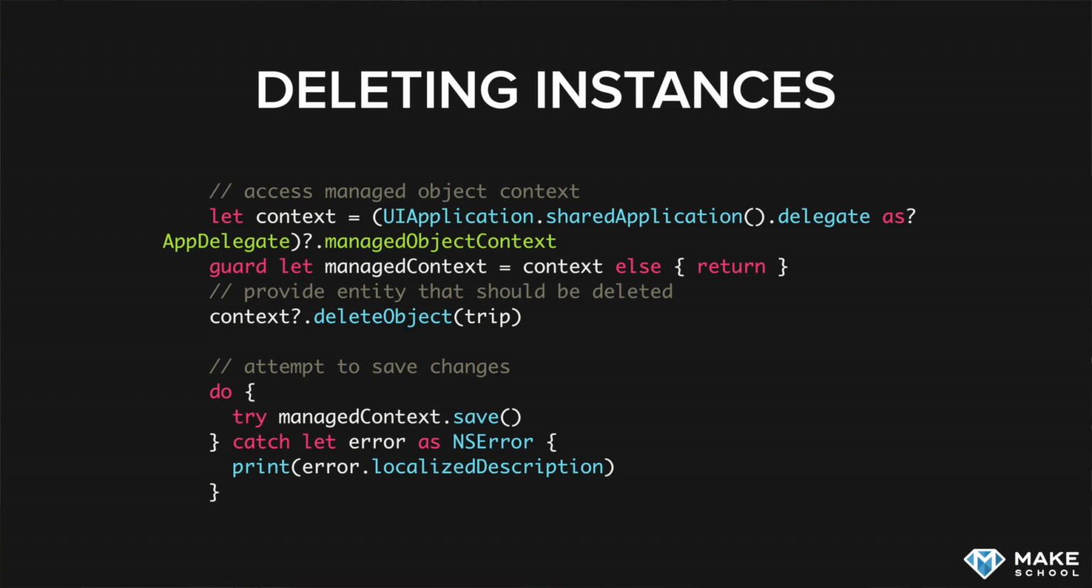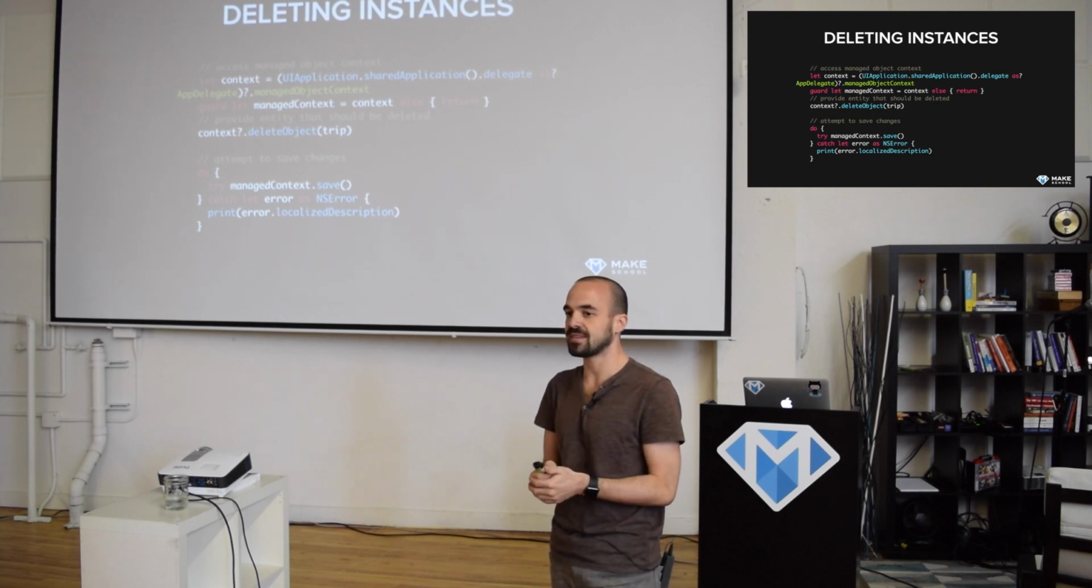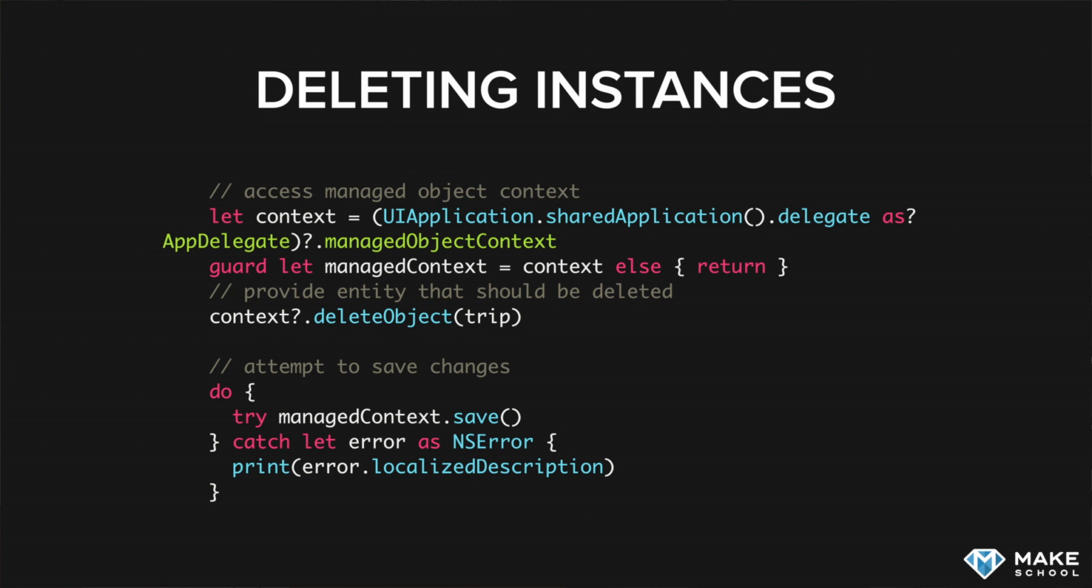And then again, at this point in time, the object is deleted, but it's still not saved to the persistent store. So only once you call save, that deletion is actually saved and the object is actually removed. If you wouldn't call save, then this object would just stick around, and the change would never propagate to your persistent store.